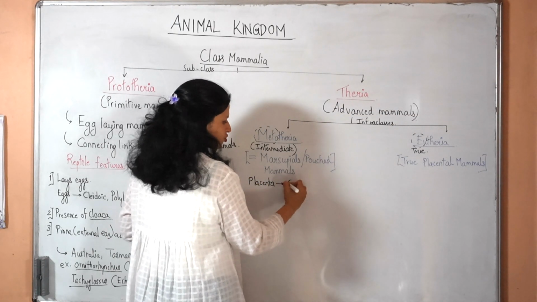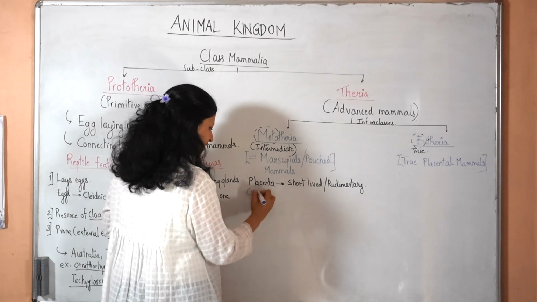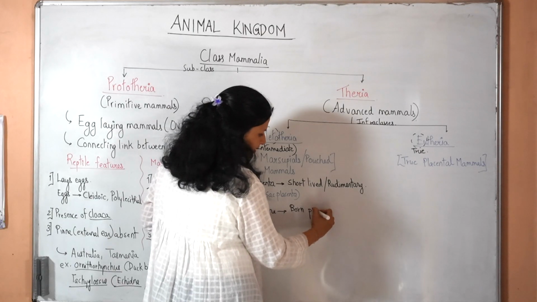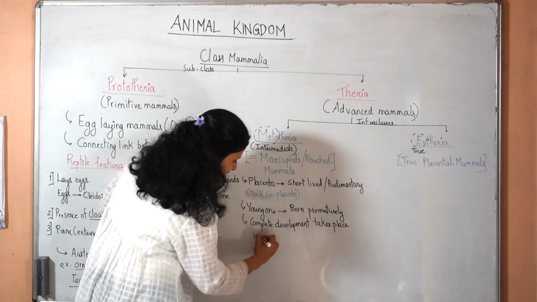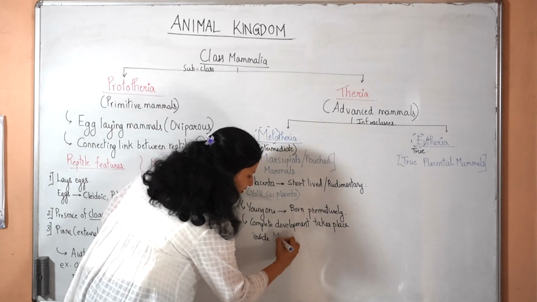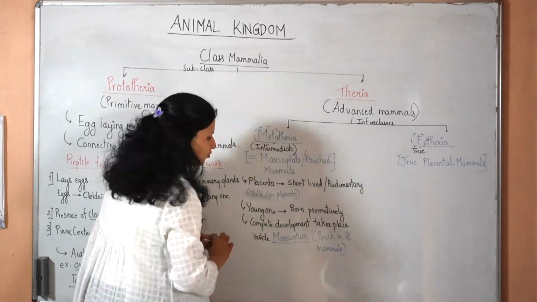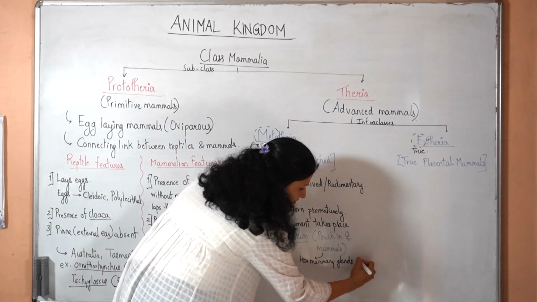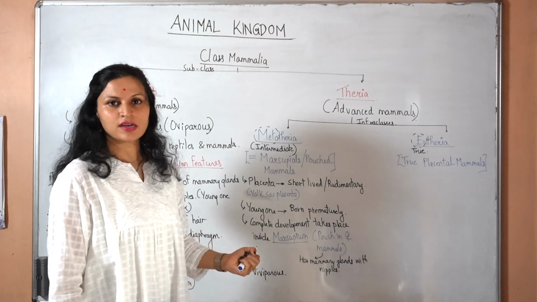Placenta is short-lived or rudimentary. It's a yolk-sac placenta and the young one is born prematurely. Complete development takes place inside what? Marsupium, which is the pouch in female mammals. What does it have? It has mammary glands with nipples. These are viviparous. Two more points about Metatherians I would like to tell you.